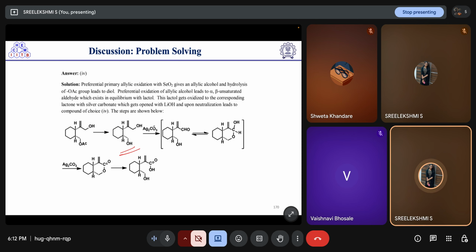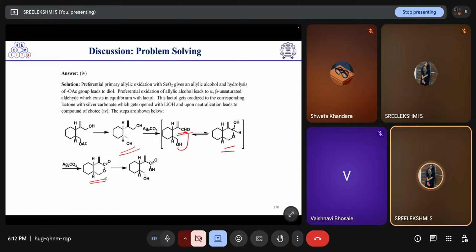Then the silver carbonate, what will it do? Allylic alcohol is also there. Primary alcohol is also there. This will selectively oxidize this allylic alcohol to give this aldehyde. Then this aldehyde, what will happen? This hydroxyl group's oxygen lone pairs can attack this carbonyl carbon center, forming this lactol. Then again, this lactol can be oxidized further into this lactone to give this product.